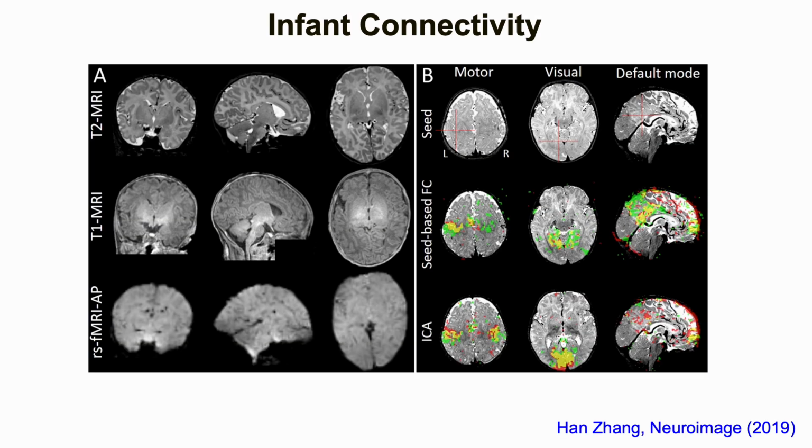So here is a study by Han Zhang, which was published in Neuroimage recently, showing that from one resting state scan, they can map out the motor cortex using both seed-based analysis as well as ICA. They could also identify the visual cortex using seed-based as well as ICA, and the default mode network. Now, it would have been very difficult to perform a task in an infant using task activation.